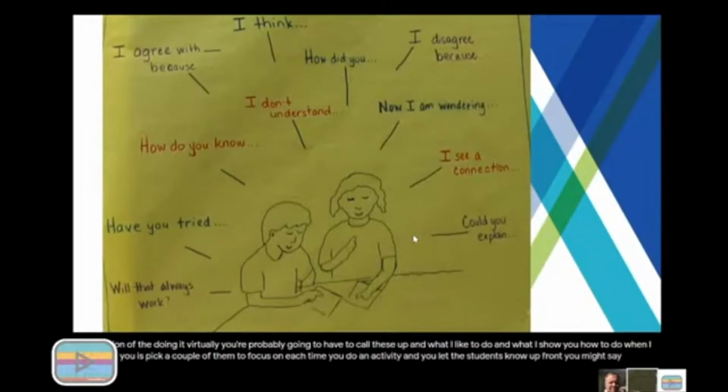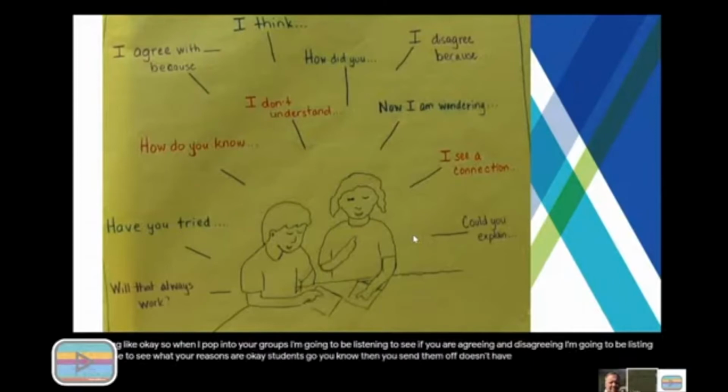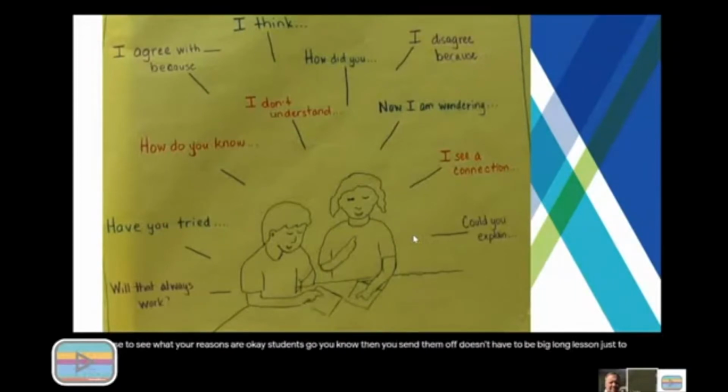You might say something like, okay, so when I pop into your groups, I'm going to be listening to see if you are agreeing and disagreeing. And I'm going to be listening really close to see what your reasons are for why you agree or disagree. Okay, students, go, then you send them off. Doesn't have to be a big, long lesson, just a mention of what you're looking for and listening for.